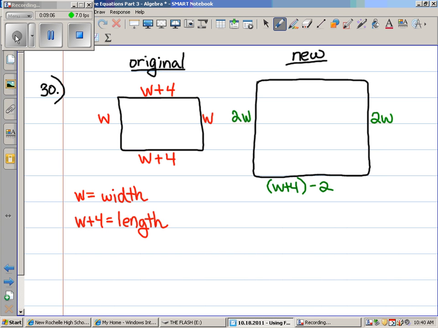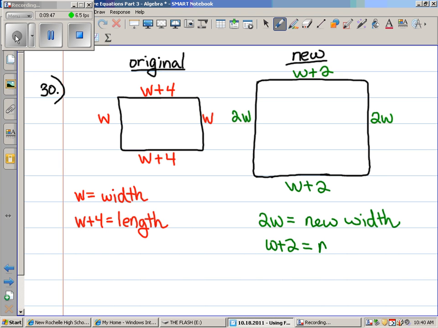Yeah, W plus 2. You know what I'm saying, Joe? Okay, all right. That was close. You were right on track, buddy. So this one right here is going to be W plus 2. Yeah, because if we took away 2 from our original rectangle, then we get W plus 2. Yeah? So now let's write down what each one of these is. 2W equals new width, and W plus 2 equals new length.